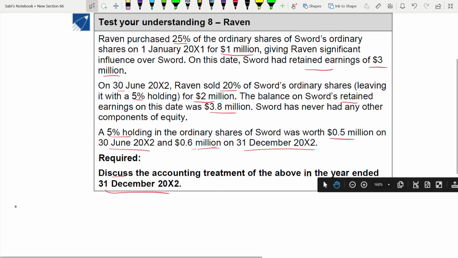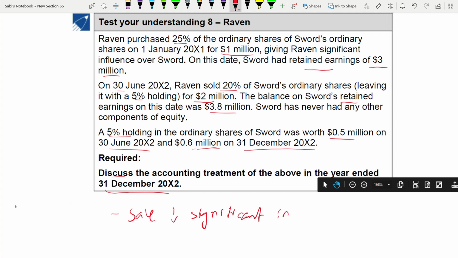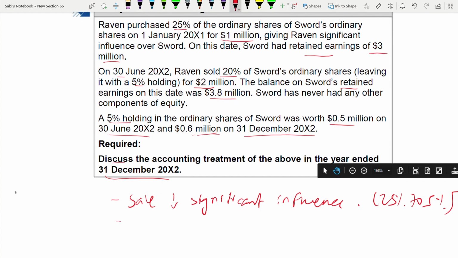What's happening here? First you need to explain by saying that this sale reduces significant influence, not control, because this is an associate, less than 50%. You can even mention the percentage from 25% to 5%, or by 20%. So it's no longer an associate. Okay, if it's not an associate, then what is it?